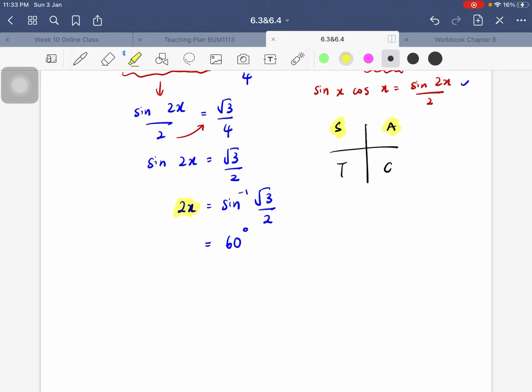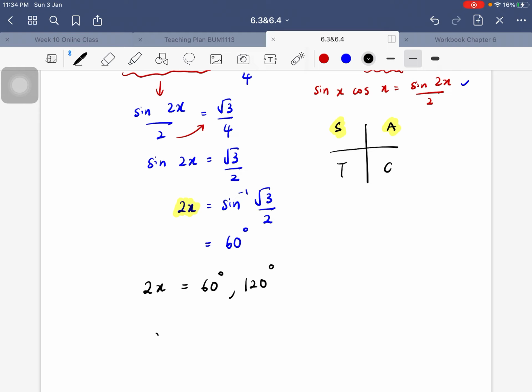Alright, so what you have to do is going to be something like this. So how do you deal with that? Now I'm going to list all my angles. My 2x angle is going to be in the first quadrant, which is 60 degrees. In the second quadrant, that is going to be 180 minus 60, so I'm going to have 120 degrees.